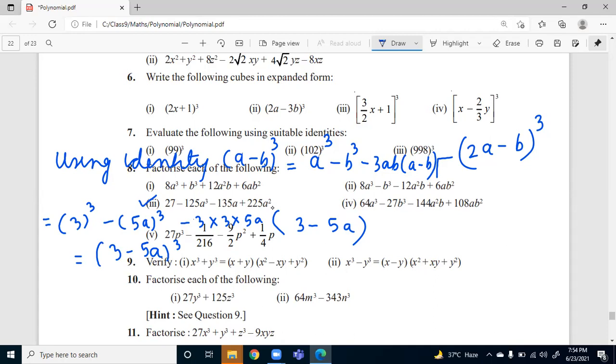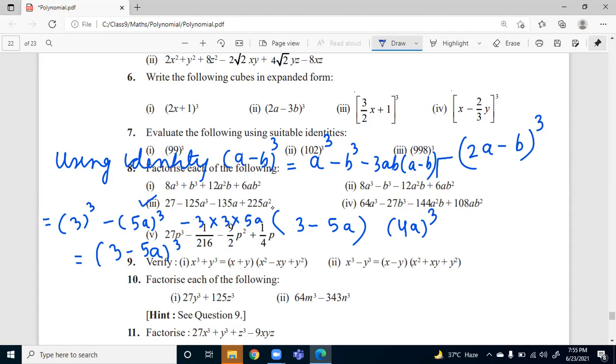Here you can say this is cubic. First two terms are cubic. So what is the first term? 64a cube. So how can I change it in a cubic term? It should be 4a whole cube. If I take the cube of 4a, this is 4a into 4a into 4a. So what am I getting? I am getting 64a cube.